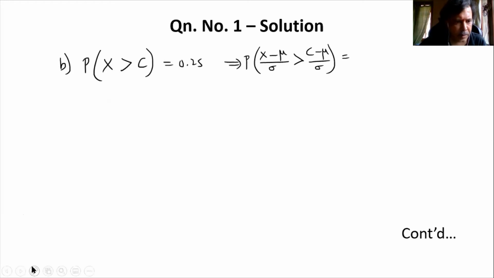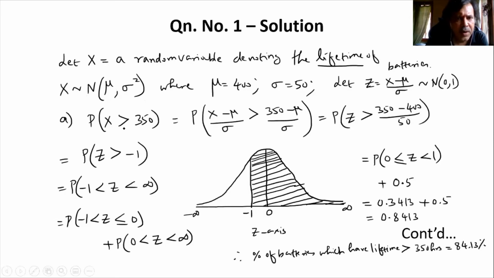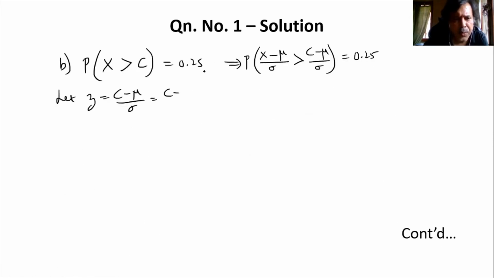Yeah. So I am just writing it in terms of decimals. So 0.25. So that means what? The probability is known. We have to identify what is the C value. This is known to be 0.25. Now let us consider small z equal to C minus mu by sigma. We know mu is what? We had already seen mu is 400, sigma is 50. So consider this as z.